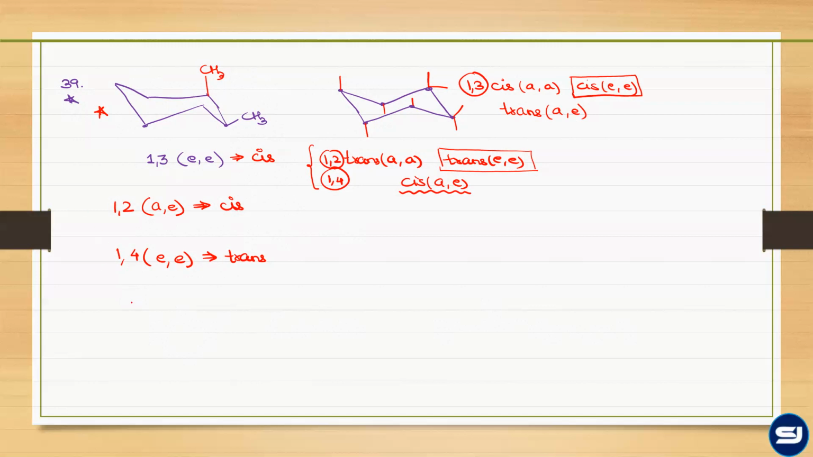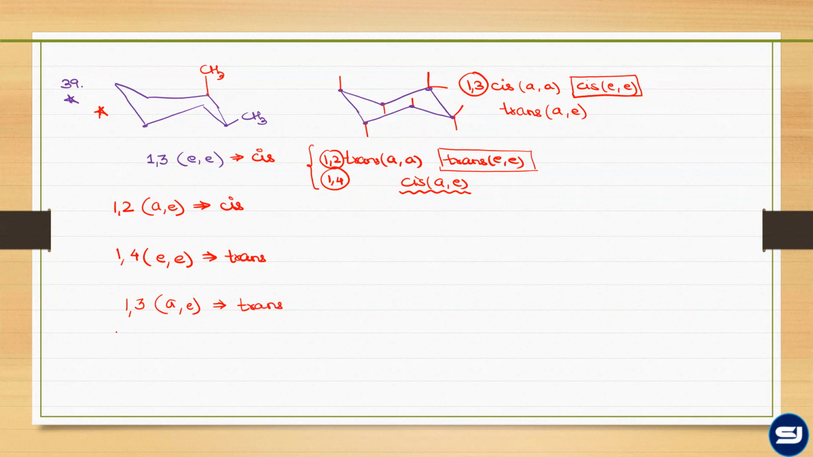Next structure is 1,3. Ananya, participate in the discussion. Purav, Kanish, 1,3. What is the type? AE. And 1,3 AE is trans.